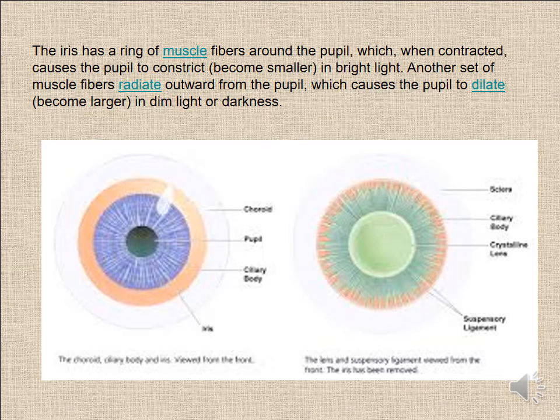The iris has a ring of muscle fibers around the pupil, which when contracted causes the pupil to become smaller in bright light. Another set of muscle fibers radiates outward from the pupil, which causes the pupil to dilate, becoming larger in dim light or darkness. There is smooth muscle around the pupil within the iris.